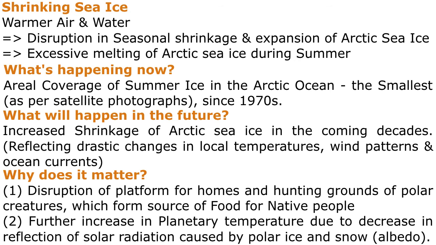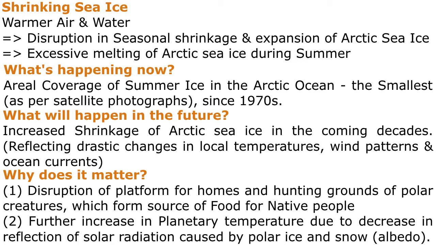Why does it matter? Many animals depend on sea ice for their homes and hunting grounds, and native peoples in the Arctic eat these animals as a source of food. In addition, ice and snow reflect a lot of sunlight back out to space, which helps keep the planet from getting too warm. If there is less ice, the Earth will absorb more energy from the sun and get warmer. The reflection will be reduced.